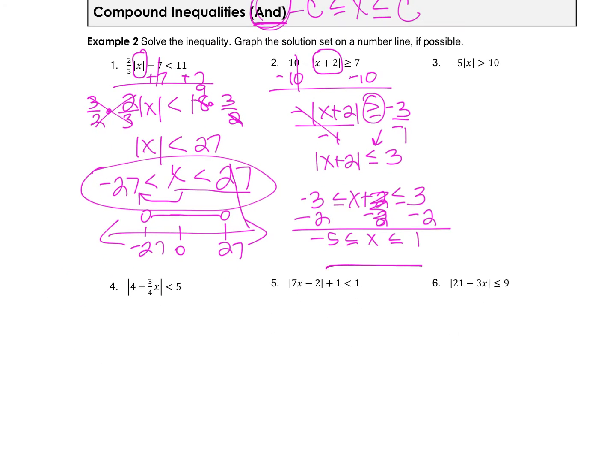So when we're graphing it, we have 0, negative 5, and 1. It's less than or equal to 1, so equal to, closed point to the left, and greater than or equal to negative 5. So closed point, everything to the right. So make sure if it's equal to on the original, make sure it should be equal to whenever you're setting up your and statement.